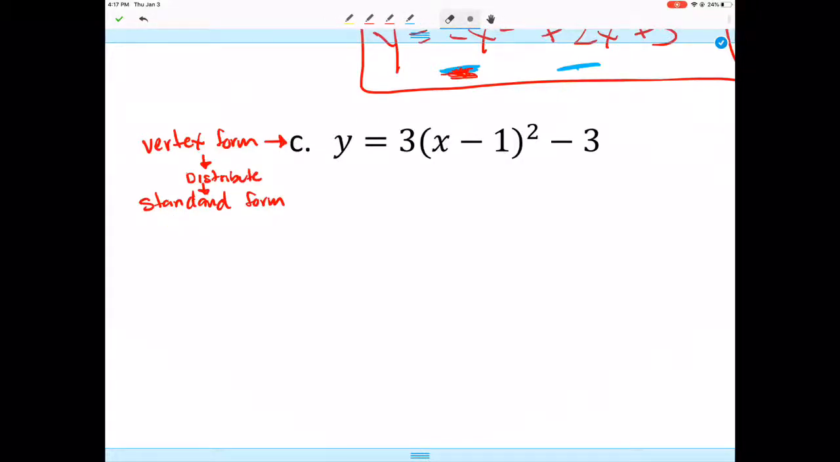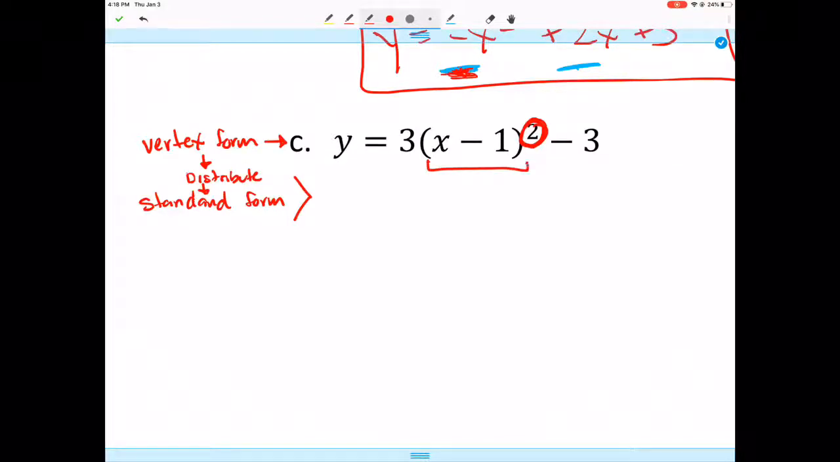Okay, so the first thing you have to do is an order of operations. Here, the first thing that's most important is the exponent. To distribute an exponent, remember that anything underneath an exponent, you're multiplying by itself.